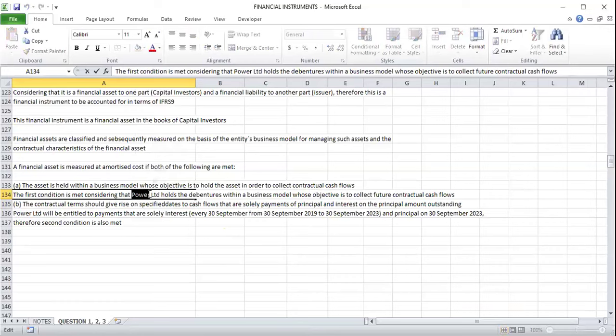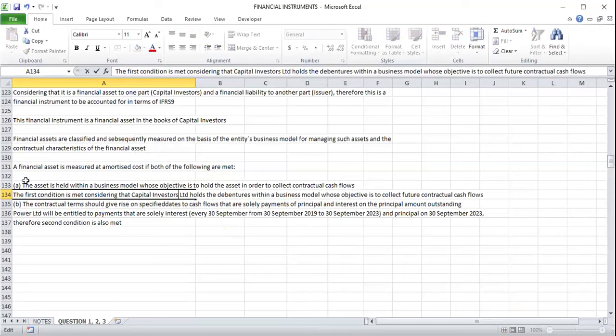So I'm saying the first condition is met considering that Capital Investors Limited hold the debentures within a business model whose objective is to collect future contractual cash flows.